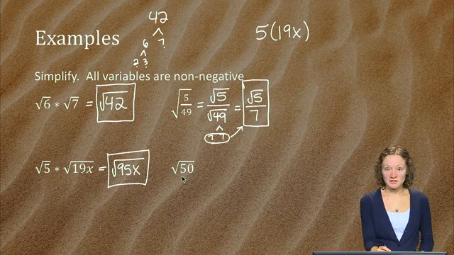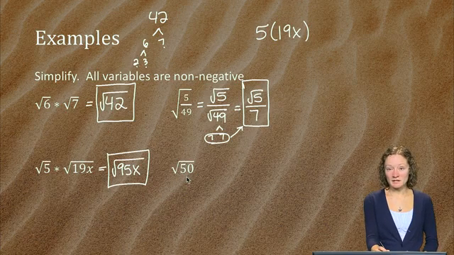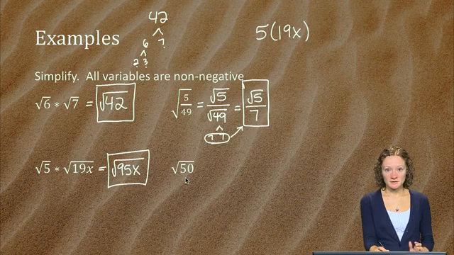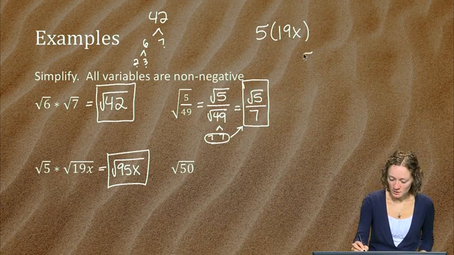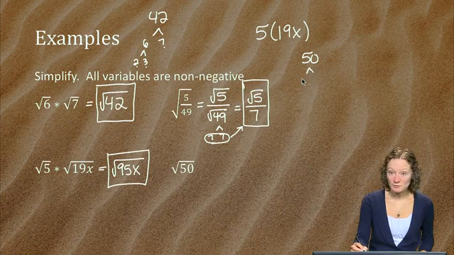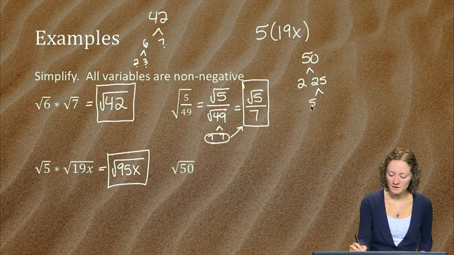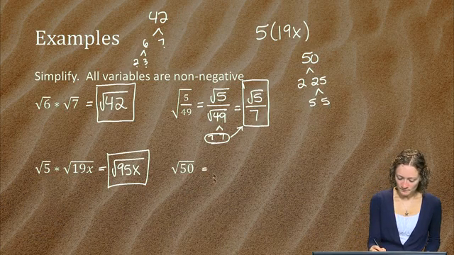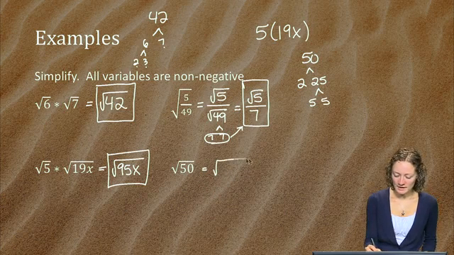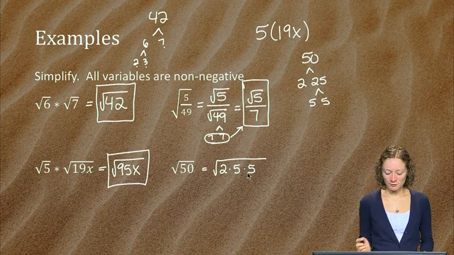All right, let's look at square root of 50. For this one, the only thing we can potentially do is look for pairs inside. So there's a couple different ways you can do this. One way is to take 50 and break it down. 2 times 25, and 25 is 5 times 5. So you could first take this and write it as 2 times 5 times 5. And then look for pairs, just like we've done before.